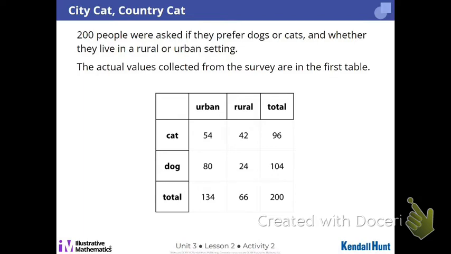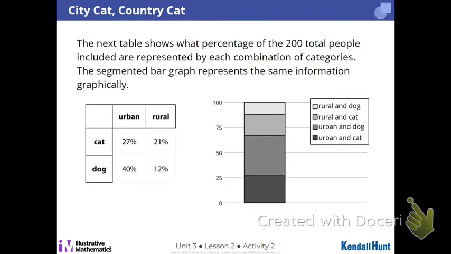Okay. Problem 2, Owen, you going to be my question reader? Urban area and prefer dogs. So what percentage lived in an urban area and preferred dogs? So of the people surveyed, how many people total is that? 200. So I need to look here.